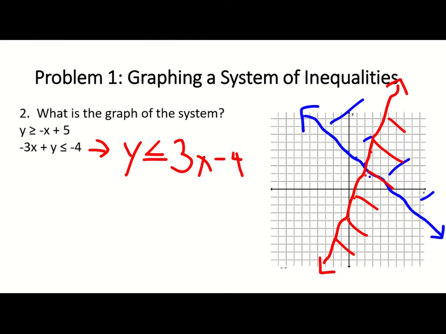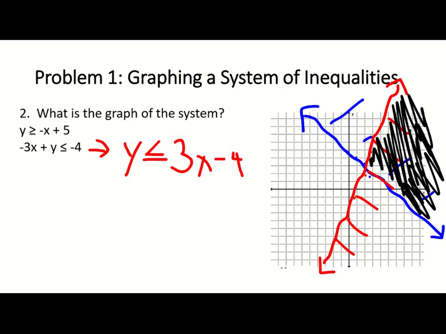And where those red and blue lines intersect, where my shading is occurring at the same time, that's the area I'm really going to darken because these are the points that are solutions. So right there where the red and blue were both happening. All those points in the black area are solutions to these inequalities.